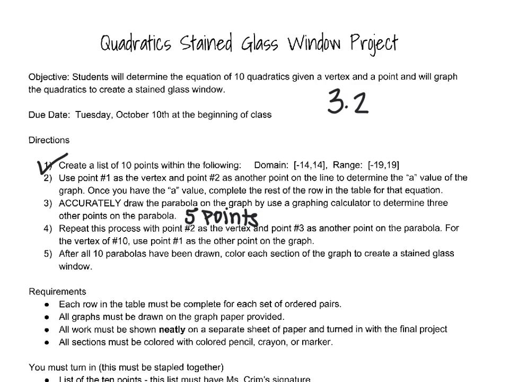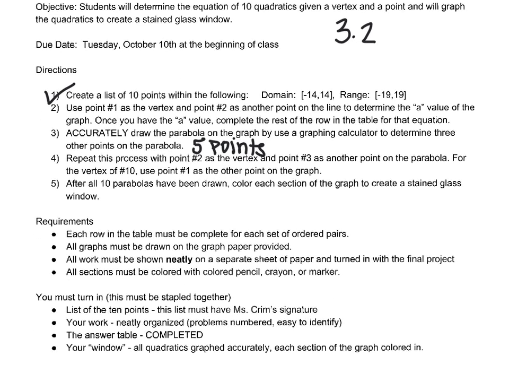So just so you know what your requirements are, each row in the table must be complete for each set of ordered pairs. So the whole table has to be filled in. All graphs have to be drawn on the graph paper provided. If you need extra graph paper, I have that. That's not a big deal. All of your work must be shown neatly on a separate sheet of paper and turned in with the final project. I need this organized. Okay, that's the big thing.